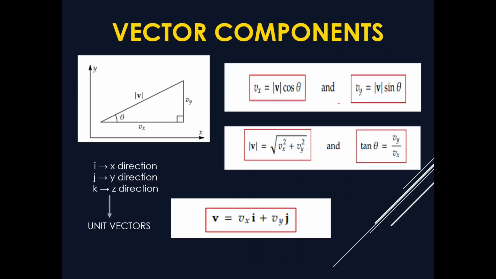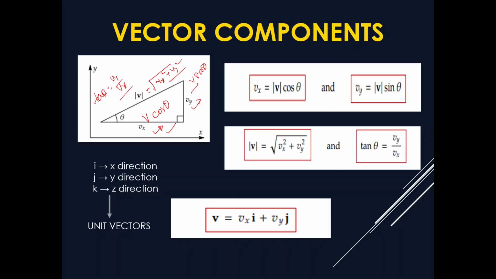Now let's talk about vector components. What is a vector component? Suppose I am moving with velocity v at a direction theta with the x-axis. Then this v can be divided into two components, one towards the x direction and another towards the y direction. So from trigonometry, Vx can be written as v cos theta and Vy can be written as v sin theta. And v, from this right angle triangle, can be written as the square root of Vx square plus Vy square, and tan theta can be written as the Vy component by the Vx component.